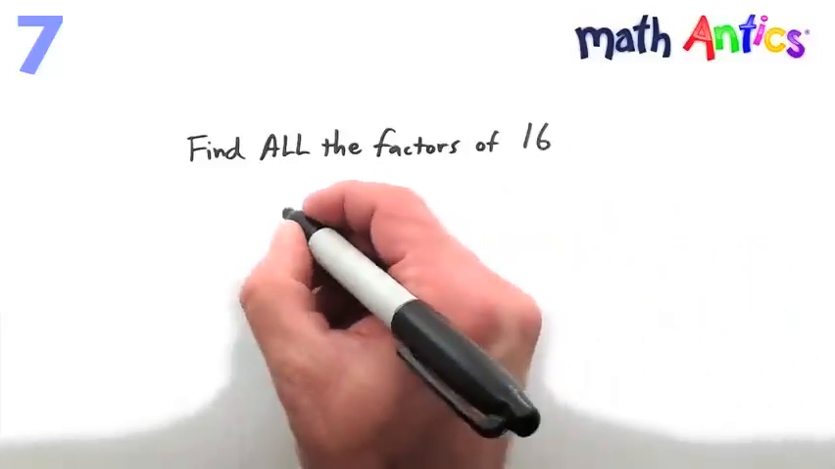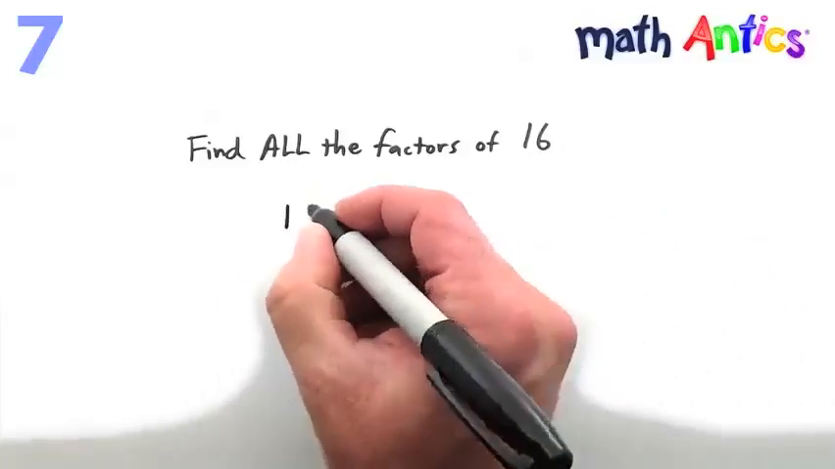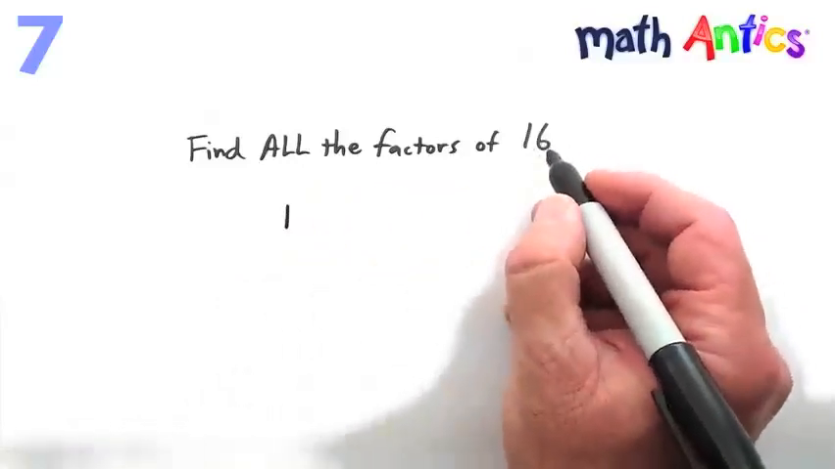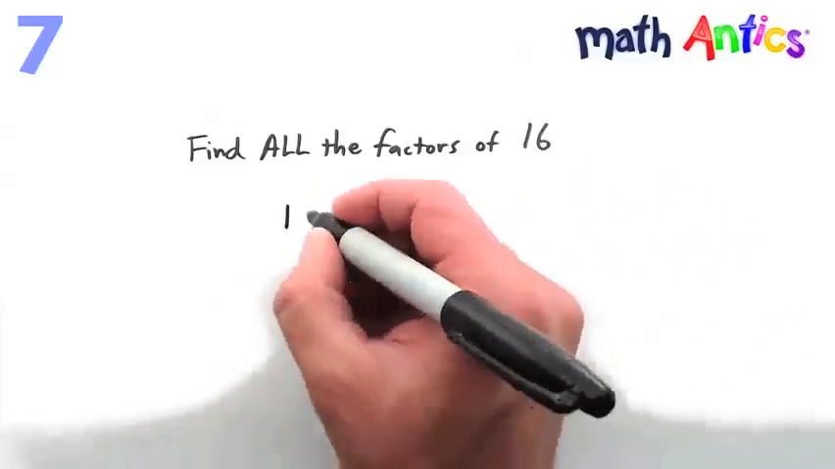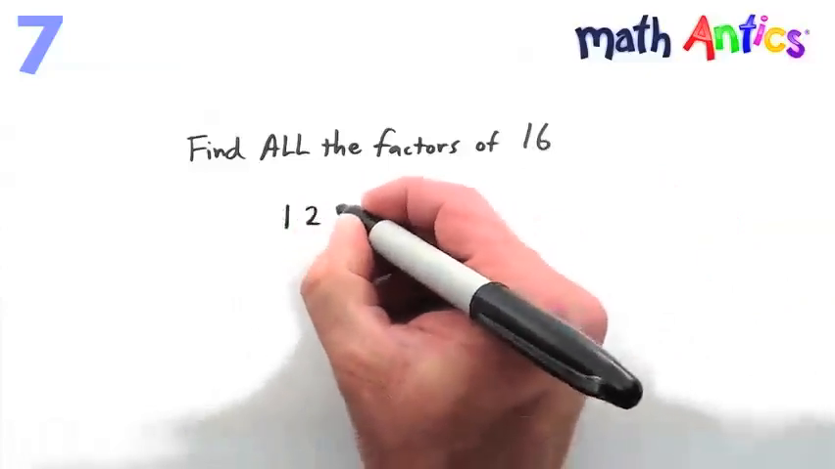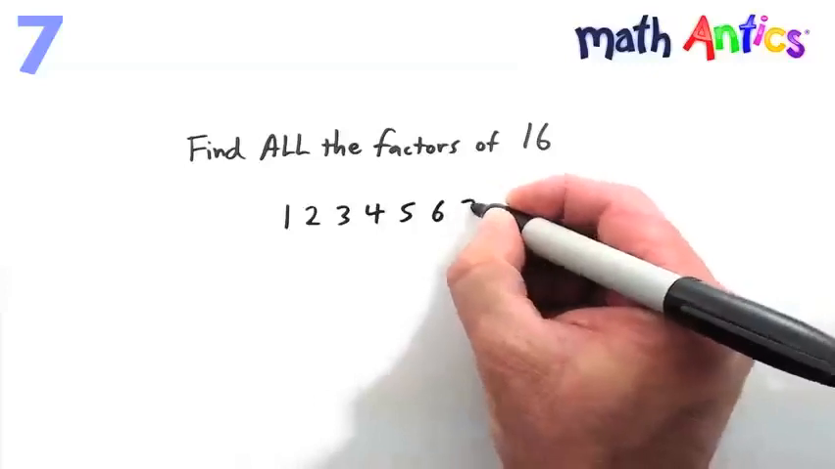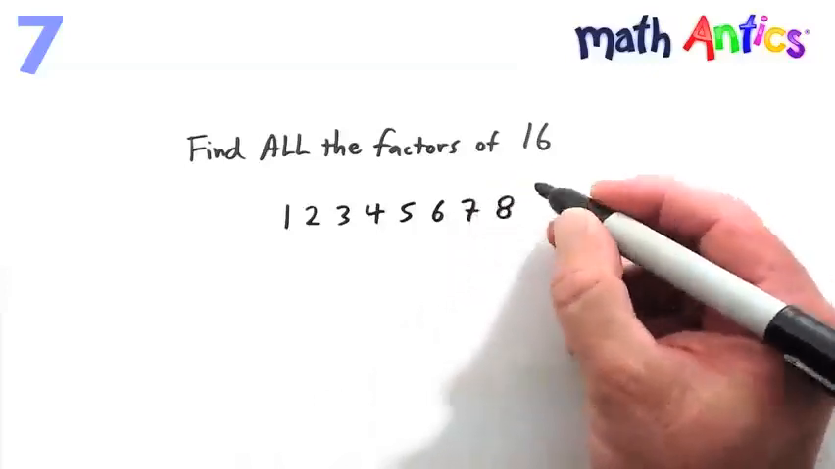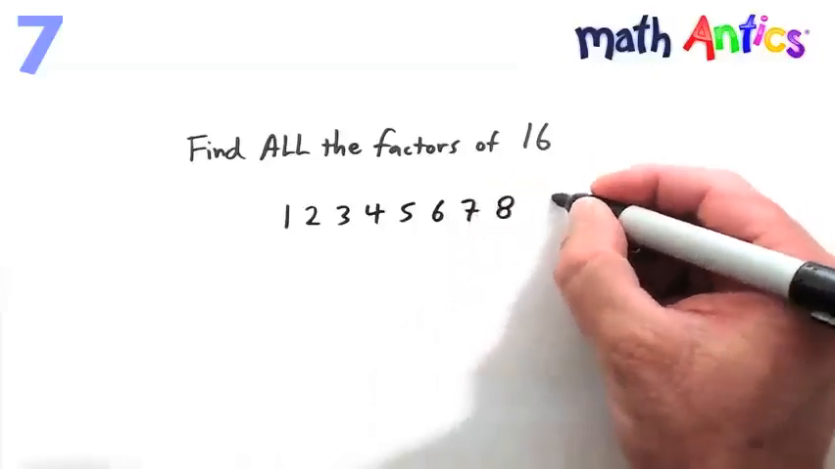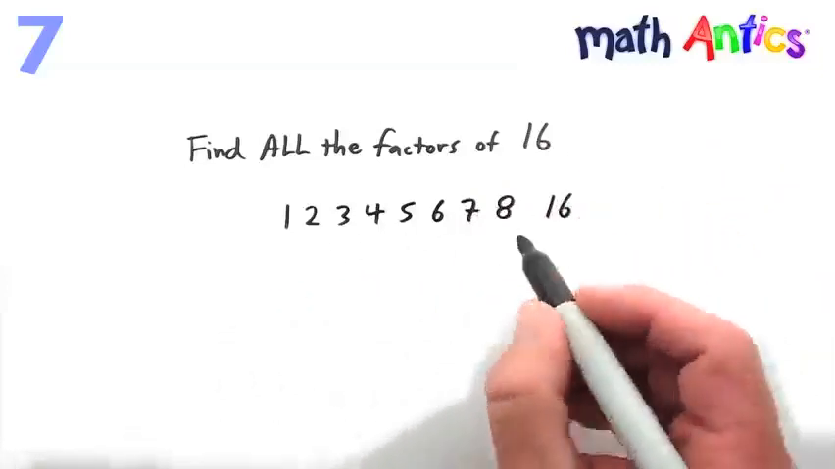So what you do is you start with 1, and you list every number up till half of this number. Half of 16 is 8. So we're going to list 1, 2, 3, 4, 5, 6, 7, and 8. And then we're also going to list the number itself up here, 16. And we're going to check all those numbers.